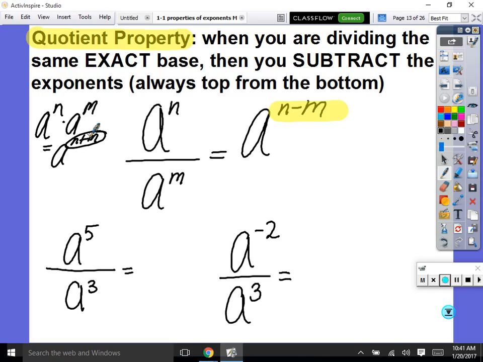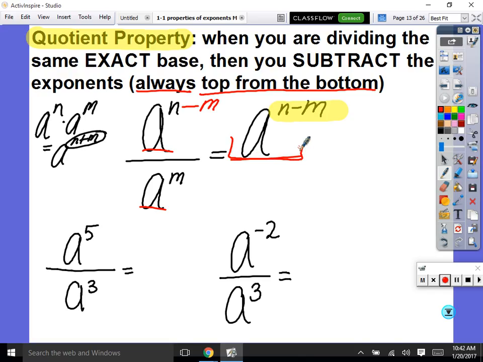Now, here's the one rule that you've got to follow. We always subtract the top from the bottom. Do you see how I have the same base and we're dividing? We're going to put this into one base by putting the base on top of the fraction. And I'm going to take the top exponent and subtract from it, no matter what, whatever the bottom exponent is. So then you have one base, and now you have your exponents combined.